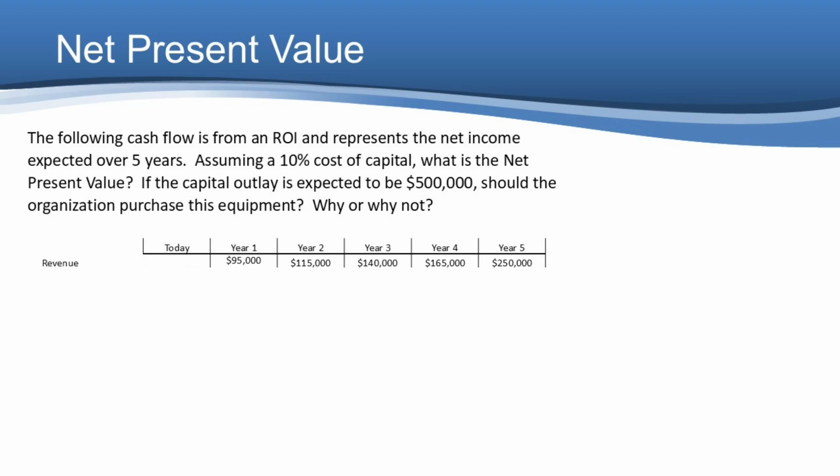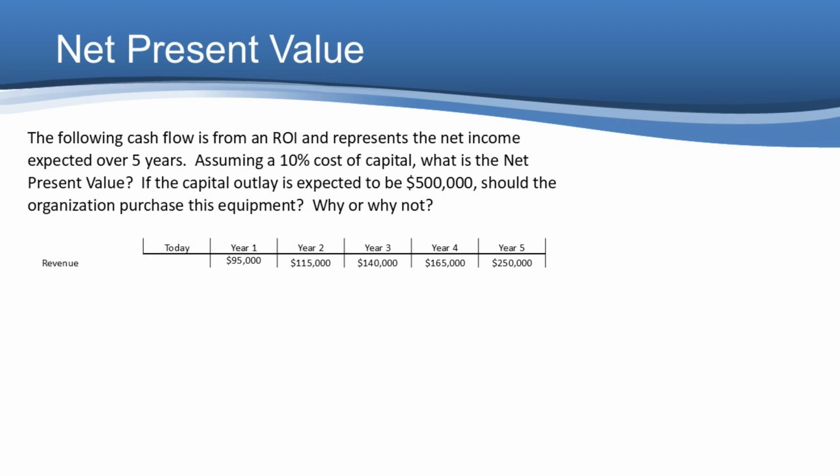The question is, what is the net present value if we invest money now and anticipate receiving a certain amount of net income annually from that investment? Let's assume the cost of the capital is the amount we invest. So, what is the net present value of the entire picture? If the capital investment is $500,000, should the organization purchase this equipment, and why or why not?